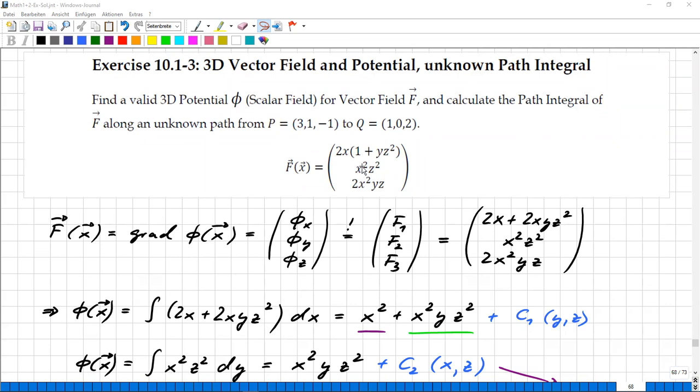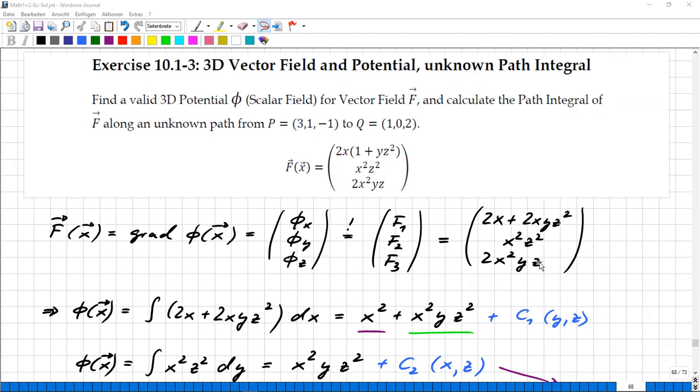How do we do it? Well, this is the method I prefer, or you could say it's the only possibility. In case you don't know your potential, just find it by integration. So if our vector field f of x vector equals the gradient of some potential phi of x vector, it must be equal to this unknown potential phi, then differentiated partially with respect to x, to y, or to z, respectively, right? So always take the same scalar function, then take the partial derivative for x, for y, for z, and find the three components of your vector field.